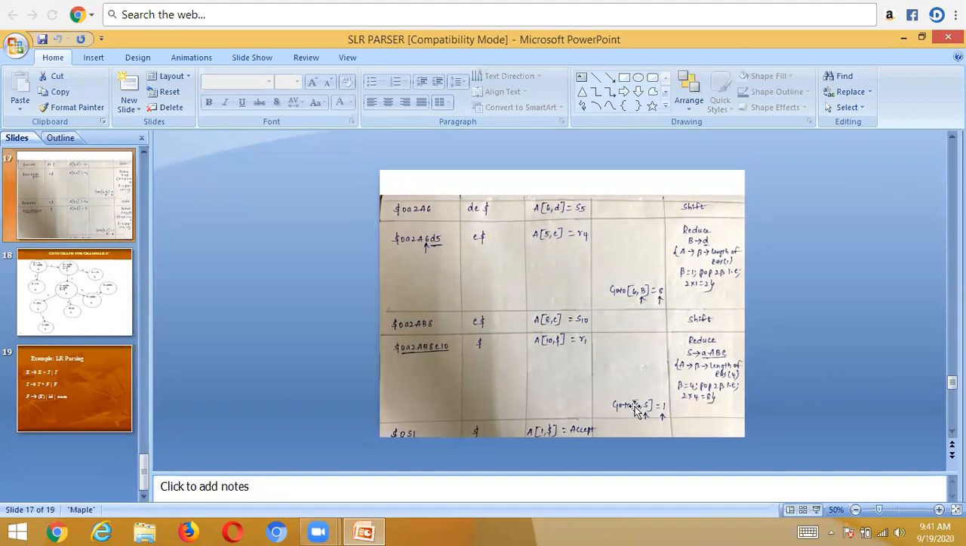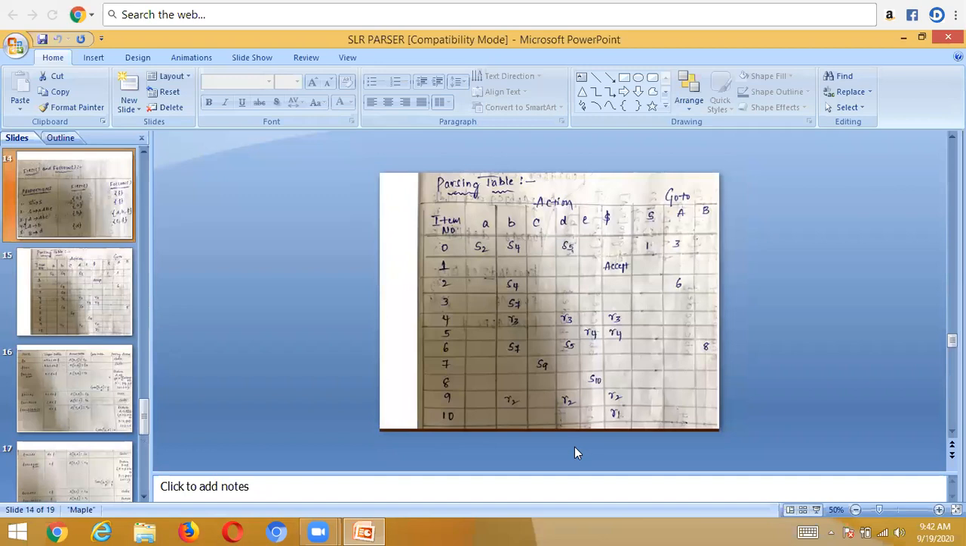0. And now go to of 0 and what is the A here? S. 0 with S is 1. So we need to push this S and 1 onto the stack. Now the stack contains 0, S, 1. And now action of 1 comma dollar. From the table, what is the action of 1 comma dollar? Accept. Right? It is accept.